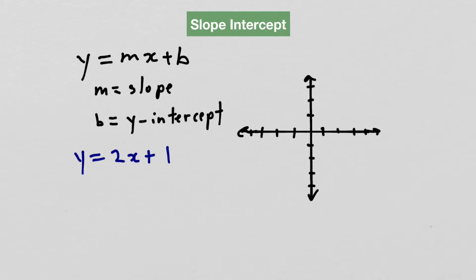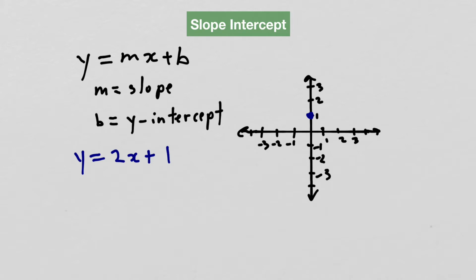Okay, so the way to graph this is start with the y-intercept. In this case, the y-intercept is 1. And that represents the point on the y-axis where the function crosses it. So we're going to put a dot at 1, like this. Okay, so let me label these 1, 2, 3, and negative 1, negative 2, negative 3.